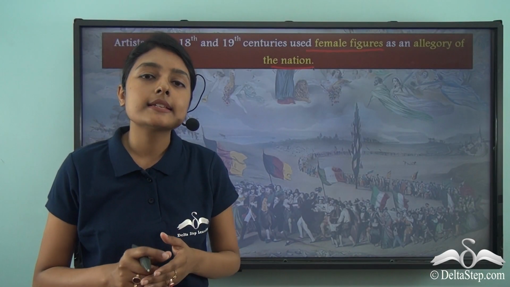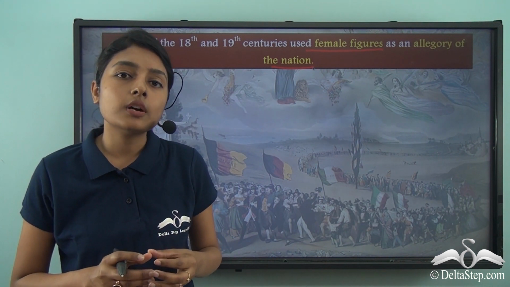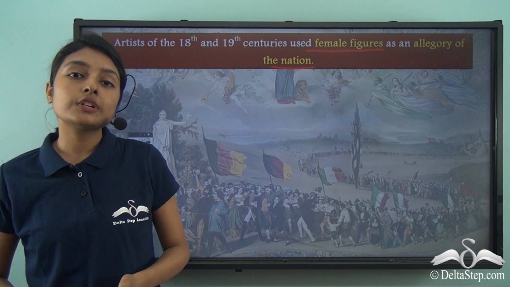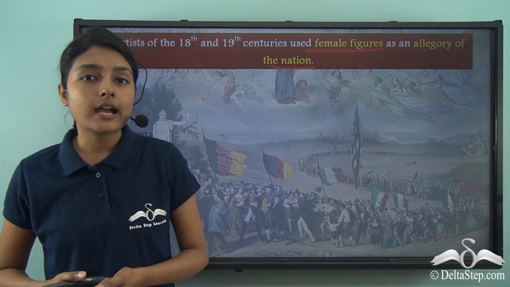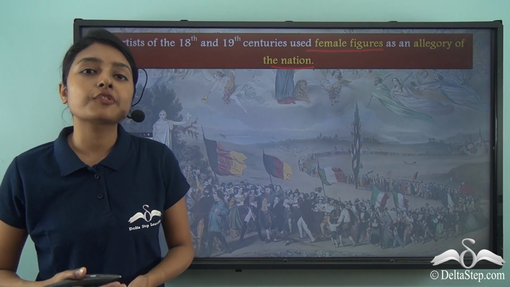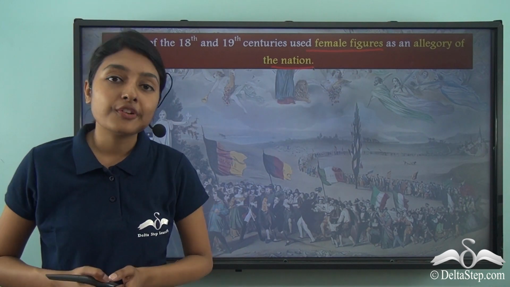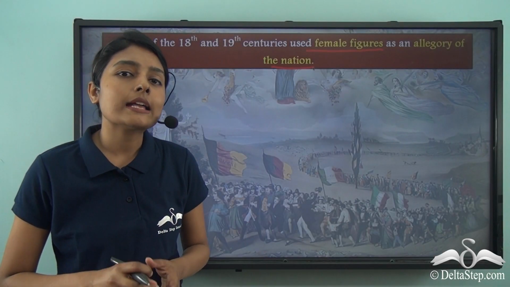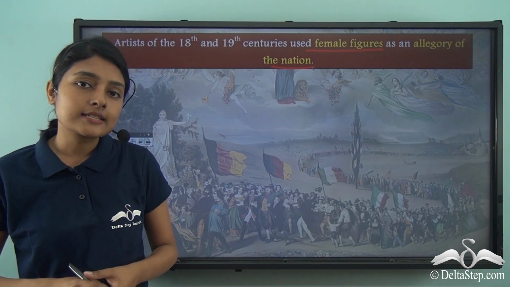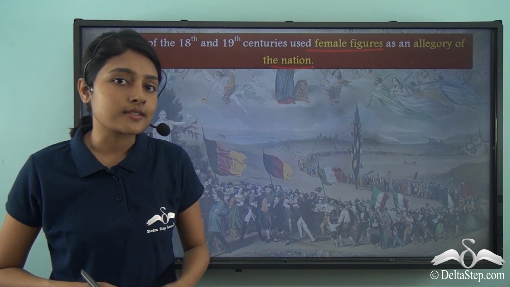An allegory is a rhetorical device that is used to refer to any human personification of an abstract idea. So the abstract idea of the nation, of the spirit of nationalism, was embodied in these female figures. So let us take a look at some of these female figures and how important those were in conveying certain messages.